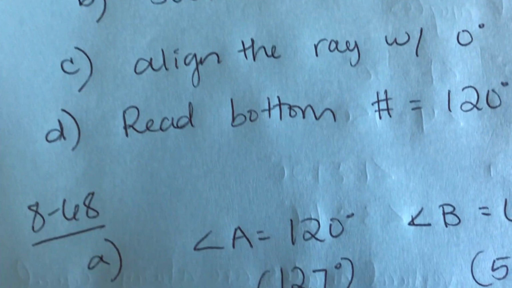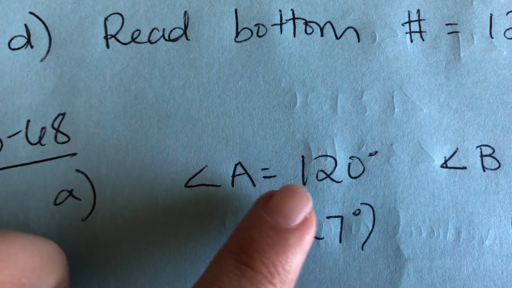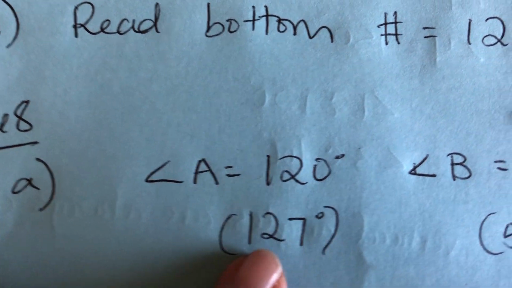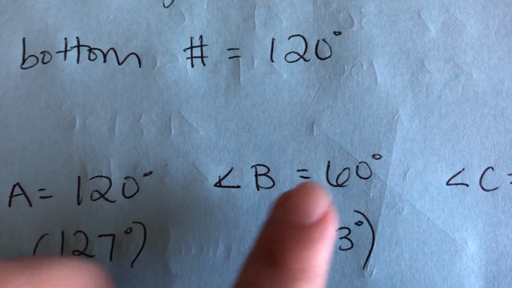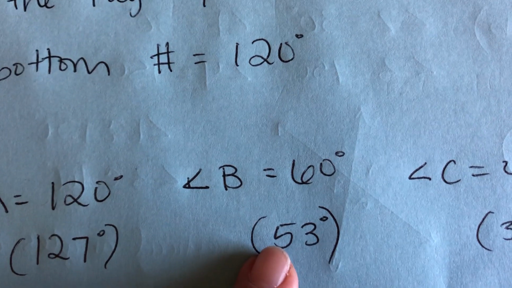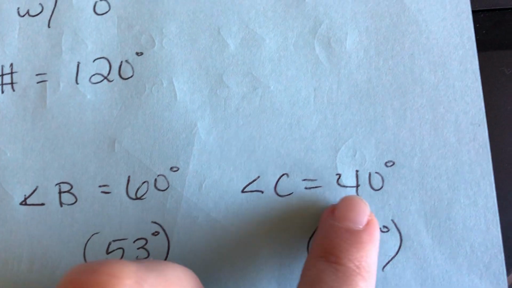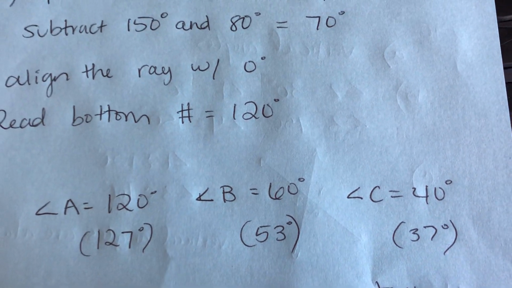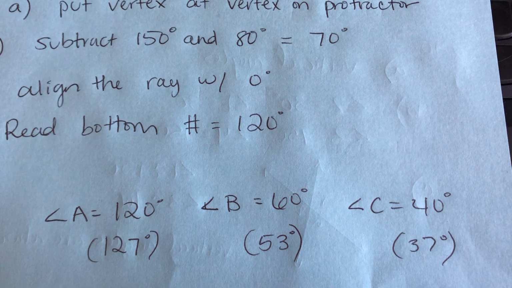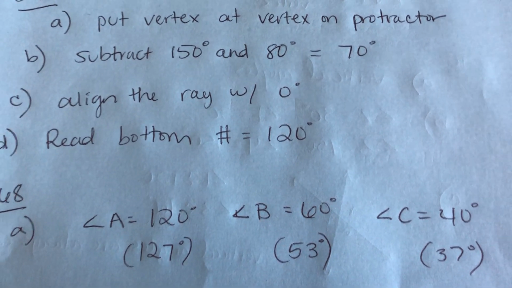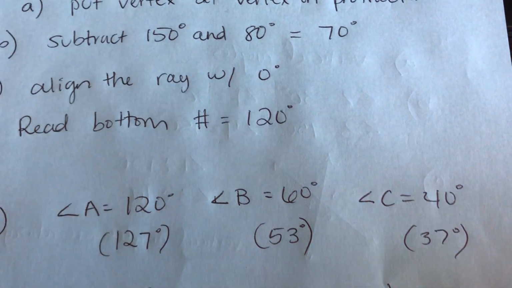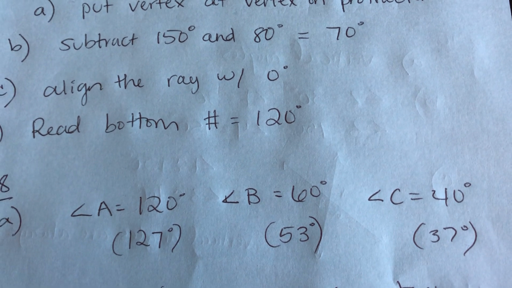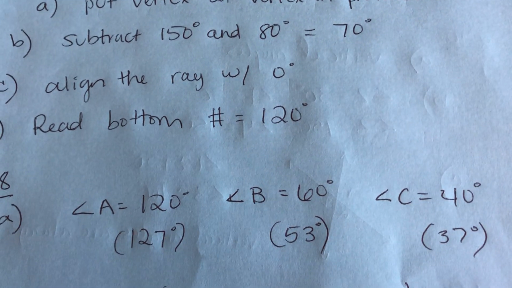So I'll show you. Okay, so for angle A, I put 120, but CPM actually got 127. Angle B, I got 60, but theirs was 53. And angle C, I put 40, but it was actually 37. So they were way more precise. And I would probably write theirs down because the next part that I'm going to do, we need those exact measurements. So which ones are complementary and which ones are supplementary?